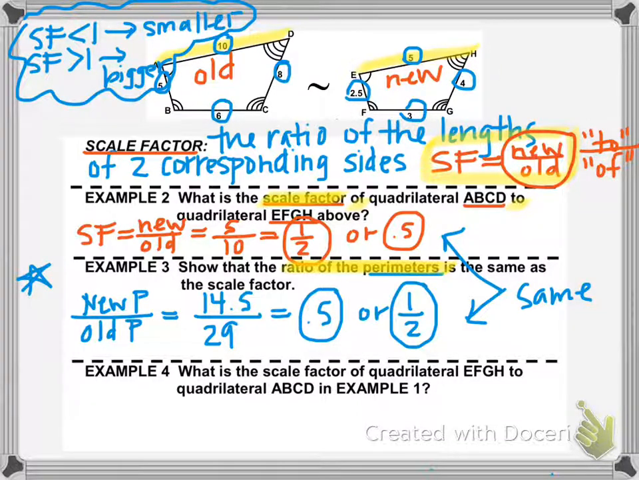So if I'm asked for the ratio of the perimeters, rather than adding up all the sides to get the perimeters and then making a ratio, just pick 2 sides that correspond and find the scale factor, and now you know the ratio of the perimeters, and it's much easier.